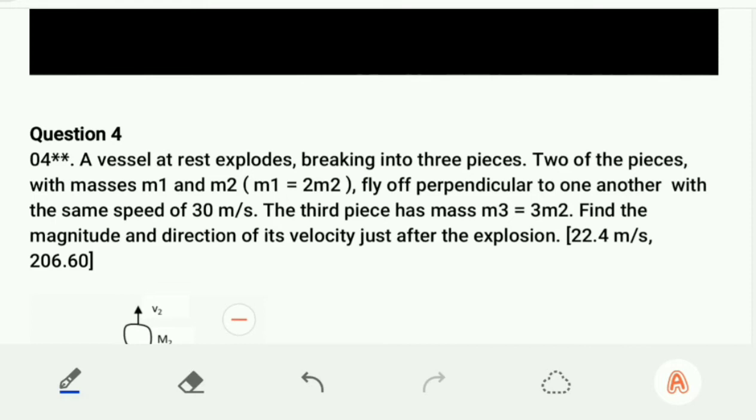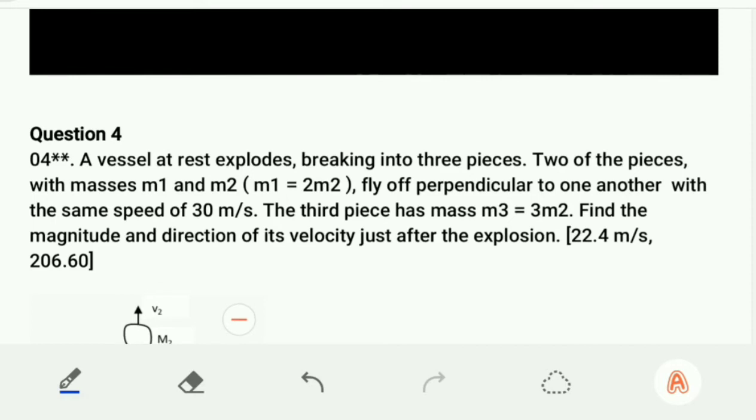So question 4, we have a vessel which is at rest. It's not moving, it's just at rest, and then it explodes. When it explodes, there are 3 particles that are ejected. It breaks into 3 pieces like that.